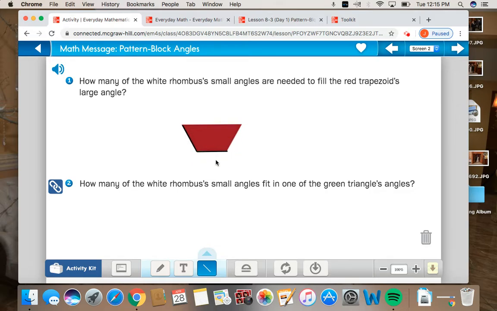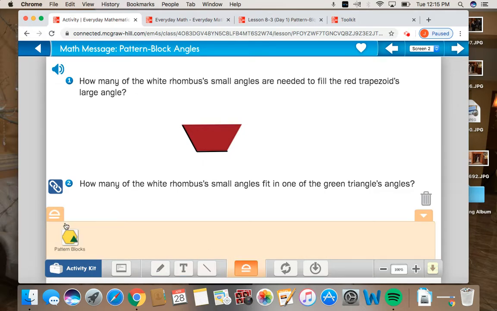And I could tell that is an obtuse angle. So how many of the white rhombus's small angles can fill up that whole angle? Let's see. Let me pull up some white rhombuses. Start with 2. Turn this a little bit. I have 1, 2, and I have some more room inside the angle over here.